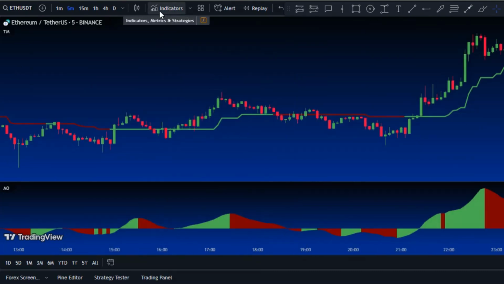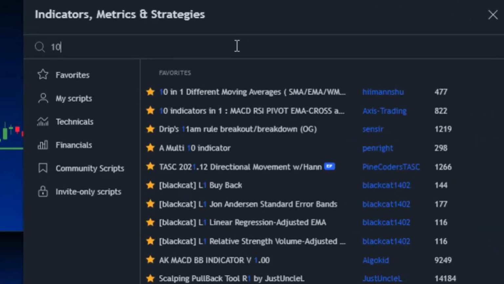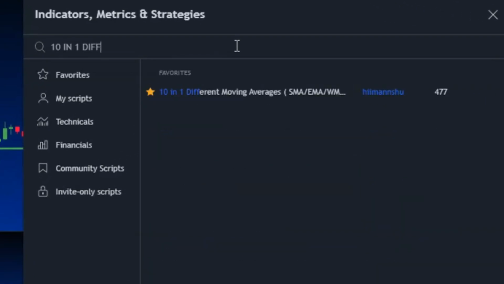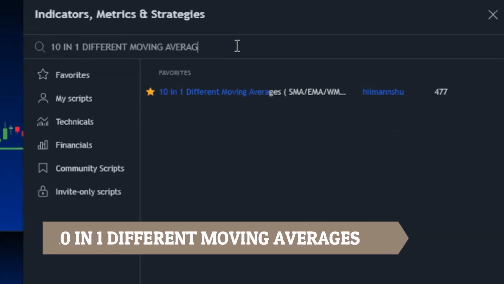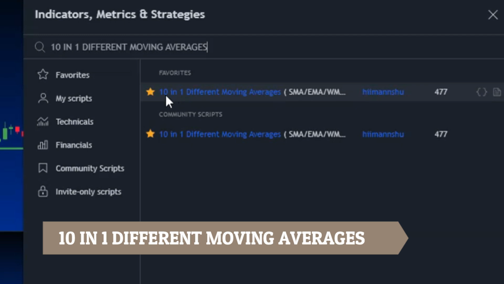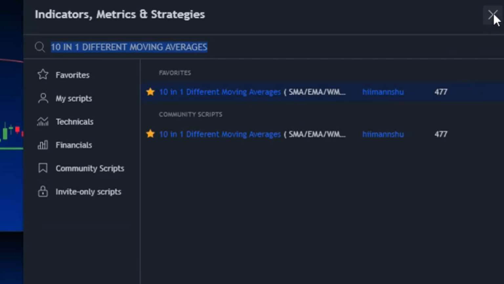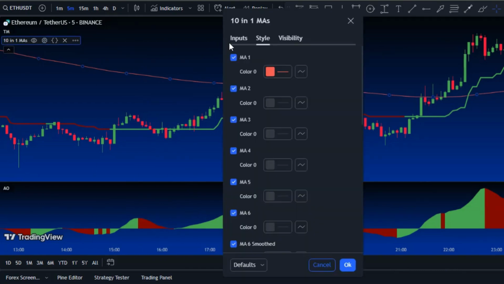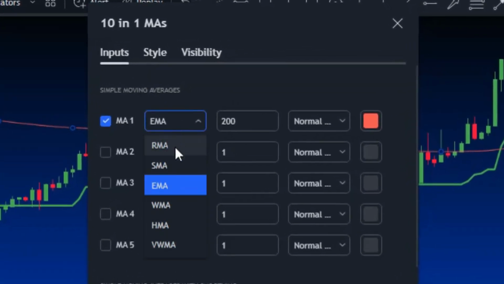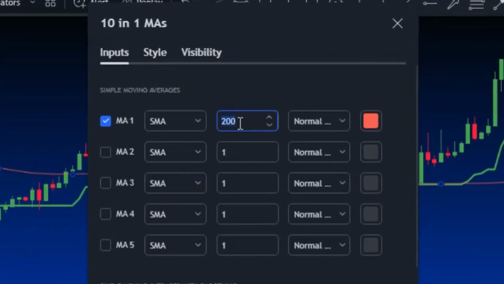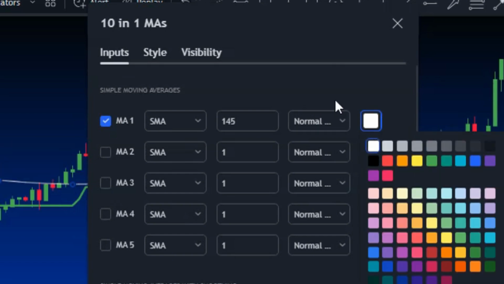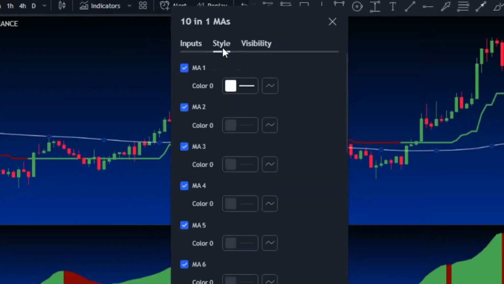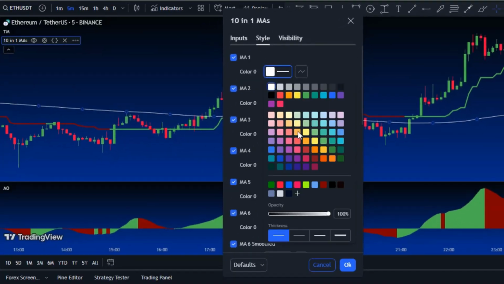Next, we gotta search for the 10-in-1 different moving averages indicator and add it to remove signals going against the trend from the strategy. Then we gotta set the period, change the method to SMA and set the period to 145. Then you can choose the indicator color. From the style section, you can also adjust the line thickness in addition to the color.